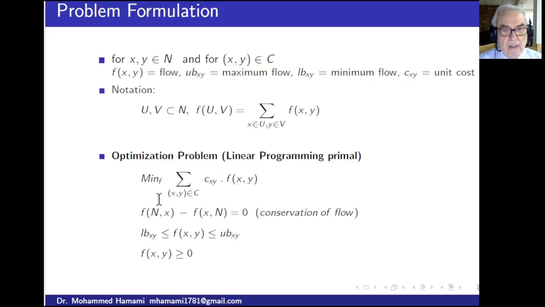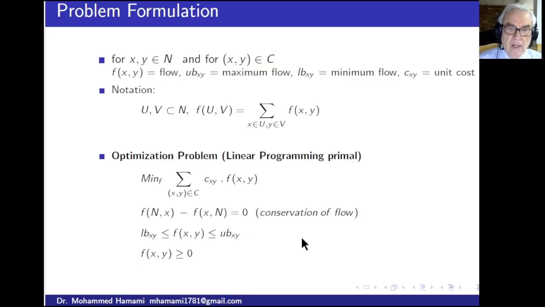Now the constraints on this flow. First of all, it's called the conservation of flow. At every node, the flow coming into x is equal to the flow going out of x. Okay, so f of nx minus f of xn equals 0. This f here is a sum, like the notation we did here. And the other set of equations: the flow is between the lower bound and the upper bound. And of course, f is greater than or equal to 0.